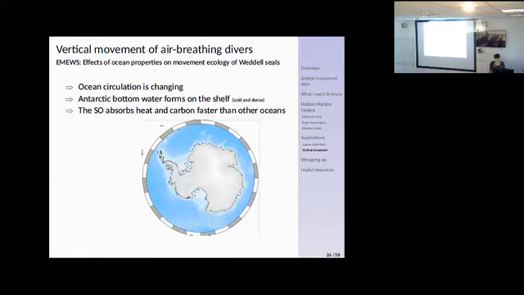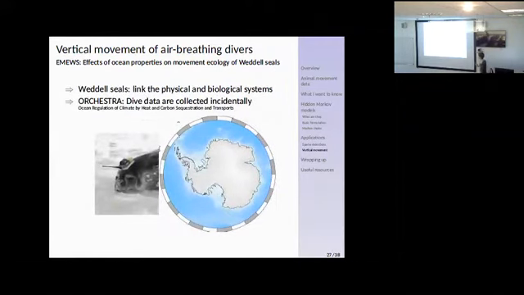So my PI, Lars, is involved in this project called Orchestra, which is taking advantage of the fact that Weddell seals live in this area year-round, also in the winter, and they dive to depth. When you want to find out about what's happening in the ocean, you need something that samples it vertically, and that's exactly what Weddell seals do with their diving behavior. So that's a Weddell seal with a tag on its head.